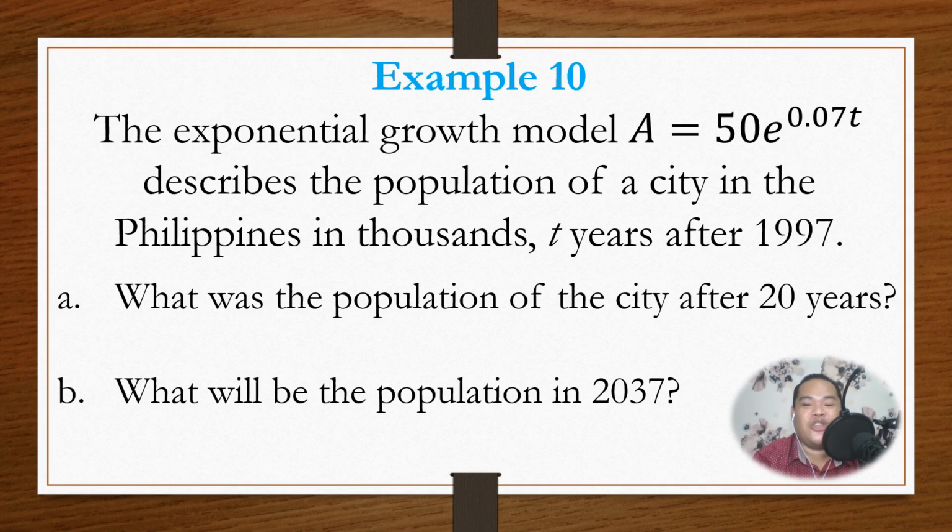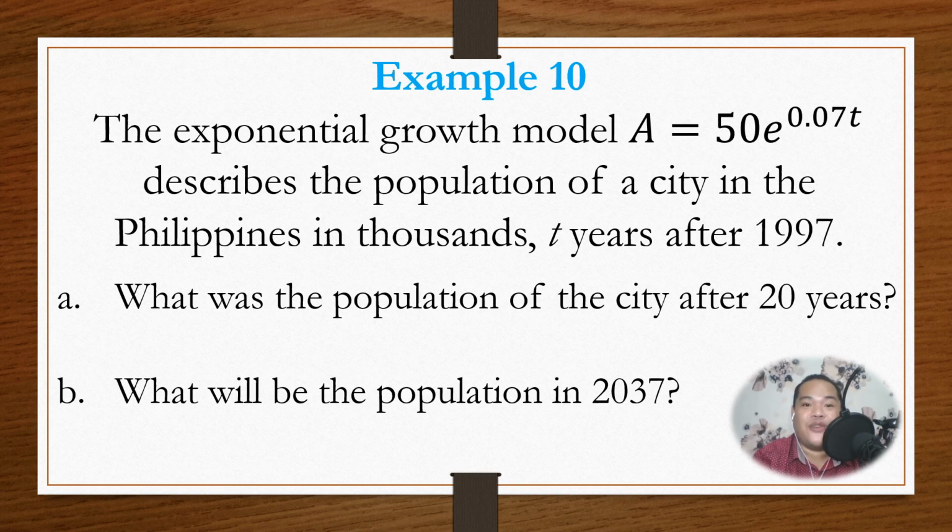How about you try solving the next example? The exponential growth model A is equal to 50e to the power of 0.07t describes the population of a city in the Philippines in 1000s, t years after 1997. What was the population of the city after 20 years? What will be the population in 2037? You may pause the video for you to answer.